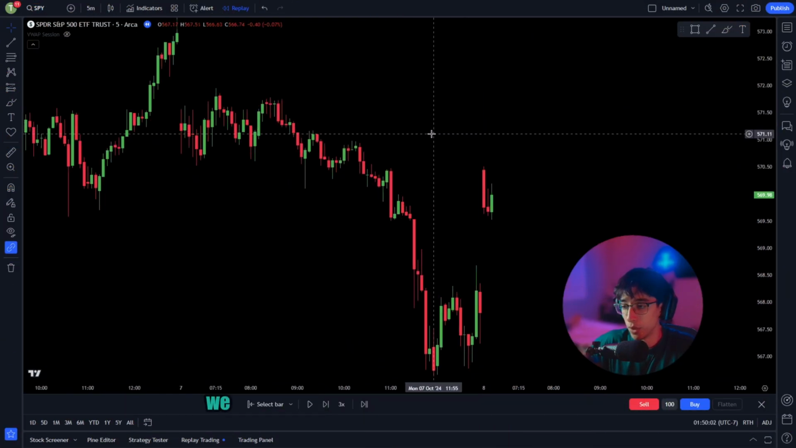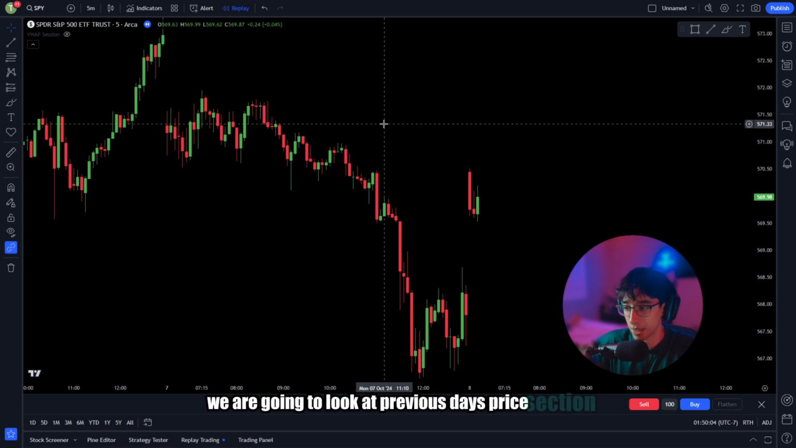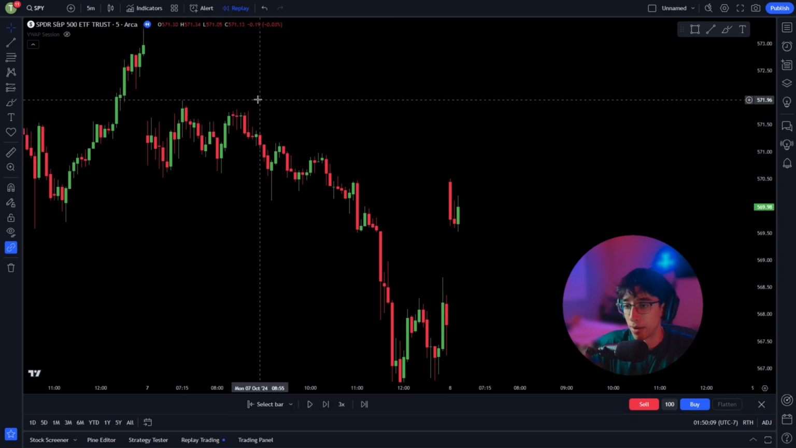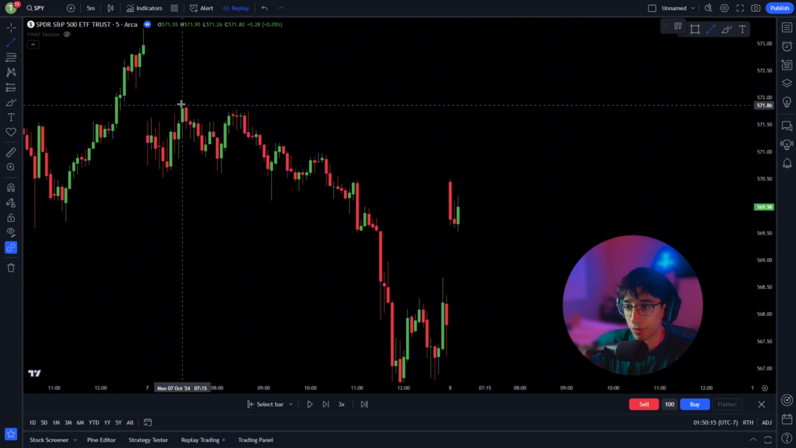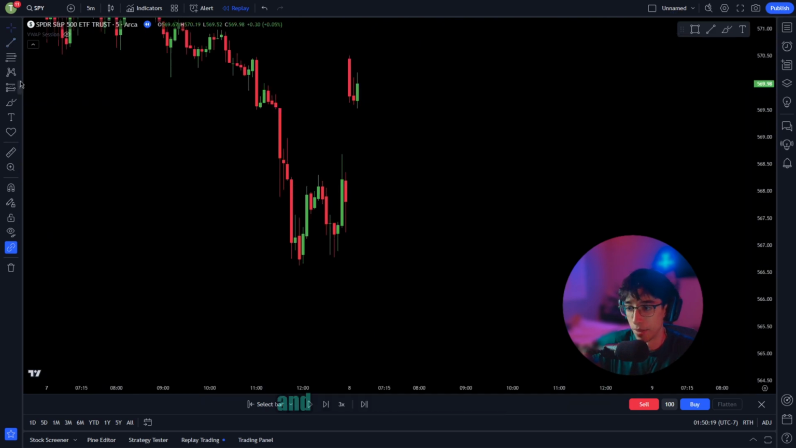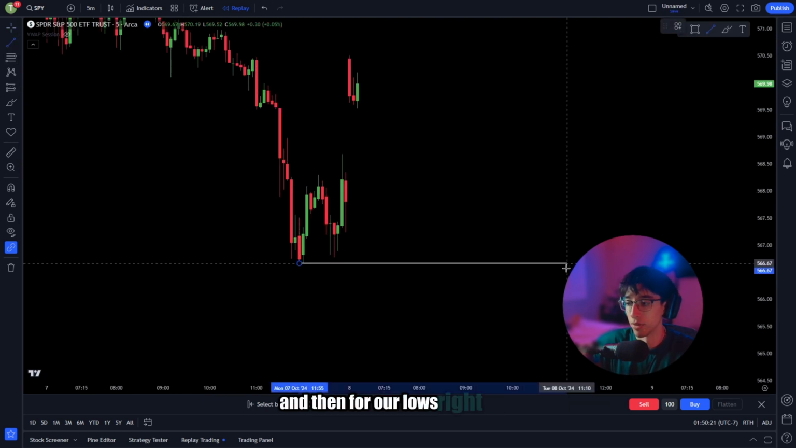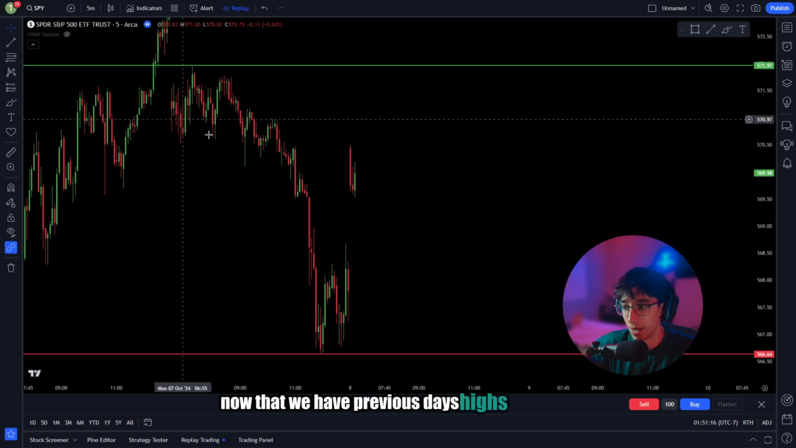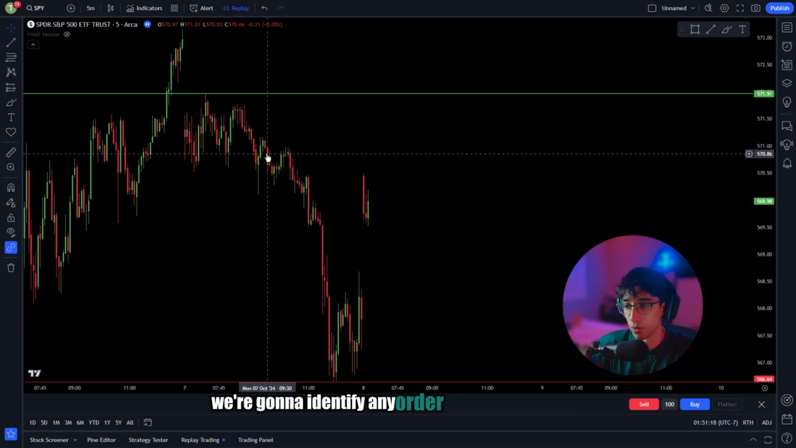First and foremost, we are going to look at previous day's price action, and we're going to use this to map out our highs, lows, and order block. Off the rip, we can see a high right here, and then for our lows right here. Now that we have previous day's highs and lows, we're going to identify any order blocks that we had.